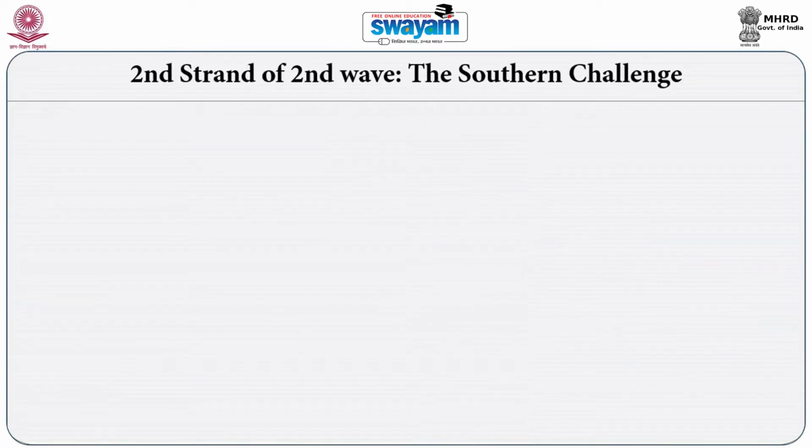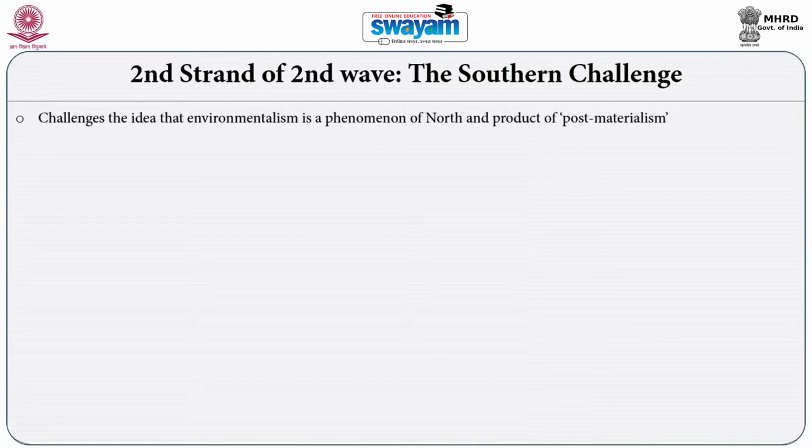So now when we move to the second strand of the second wave, we realize that Ramchandra Guha talks about the expansion of environmental ideas to the global south. While the first strand of the environmental movement was limited to the elaboration of environmental ideas as they occurred in America, in the second strand Ramchandra Guha talks about the expansion of environmental ideas to the global south. And here in the global south, or in the developing world, we find a different kind of challenge, a different kind of environmental ideas.